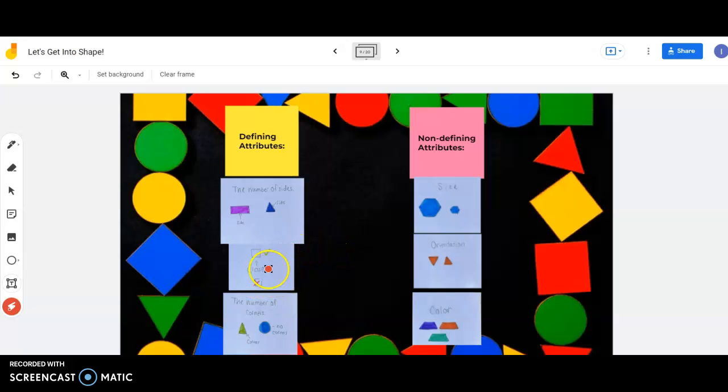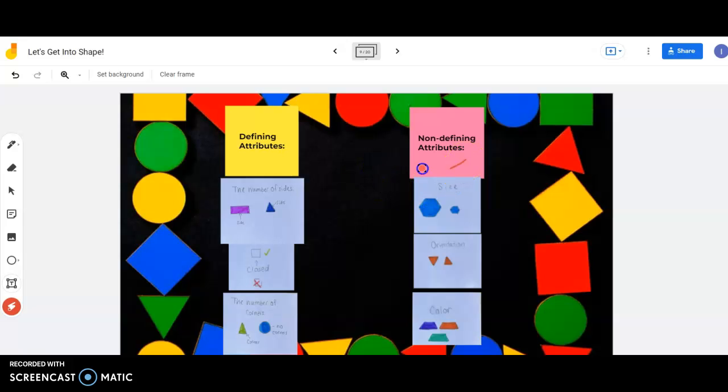Another defining attribute of a shape is that it has to be closed. If the shape is not closed, it's not considered a shape. And this is an important defining attribute because the shape needs it to be a shape. Another defining attribute of shapes is the number of corners. This tells us what kind of shape it is, so it's very important.